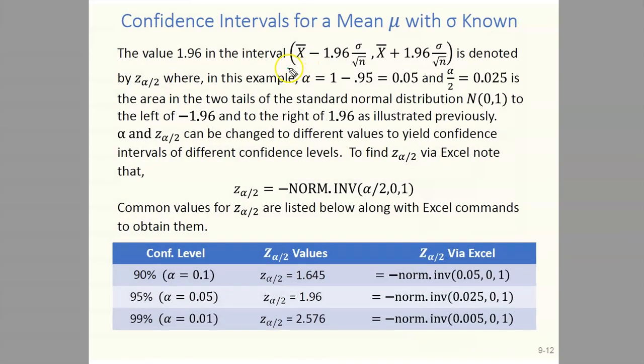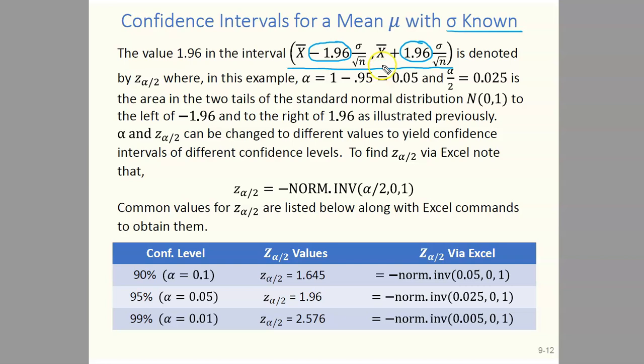So now we have developed this formula right here for a 95% confidence interval for a mean mu when your population standard deviation is known. That is very important. Now keep in mind one thing about this formula. The value 1.96 and negative 1.96, those correspond to a 95% confidence interval.